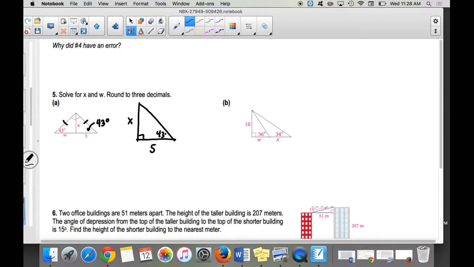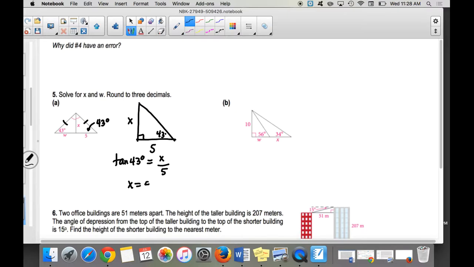All right, so let's solve for x. With this angle that's 43, I have opposite. What else do I have? Adjacent. Okay, so I need to find the opposite. So I'm using tangent. I'm going to say tangent of 43 equals opposite over adjacent, like that. So I have 5 times tangent of 43.